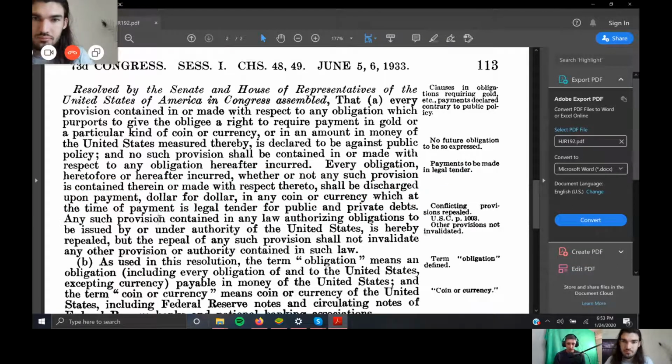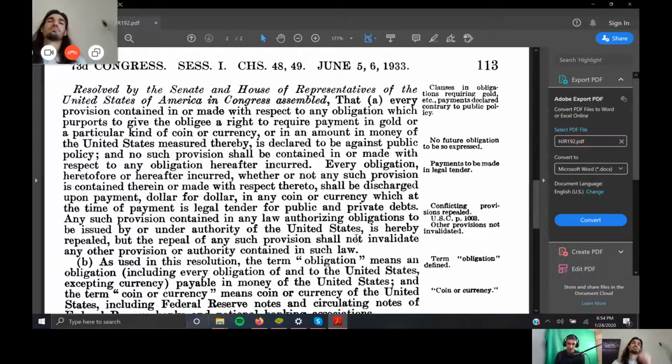So any provision contained in any law authorizing obligations to be issued by or under authority of the United States is hereby repealed. But the repeal of any such provision shall not invalidate any other provision or authority contained in such law. So that also means that if a law says that an individual must now pay in gold for the discharging of debt, let's say that you got a court order and you had to pay $10,000, that is now also no longer legal. So it can be discharged.